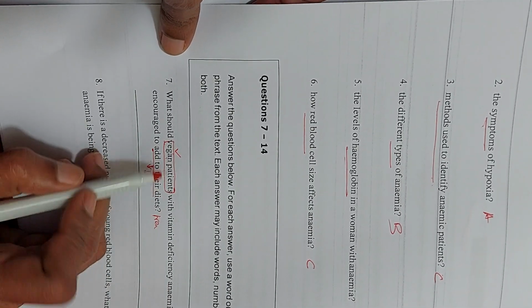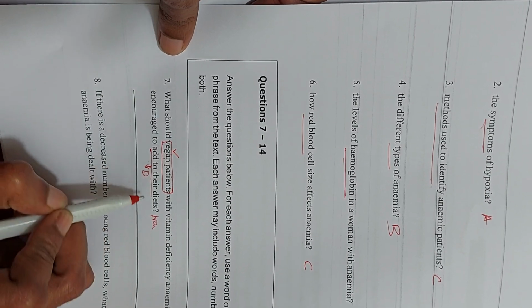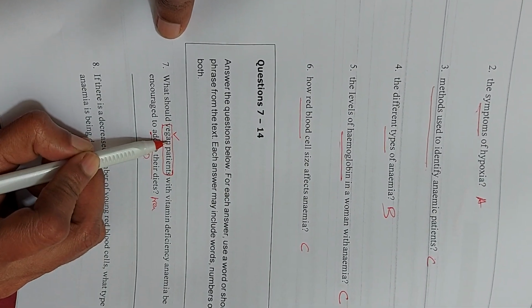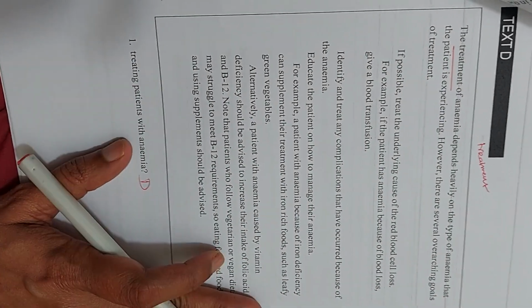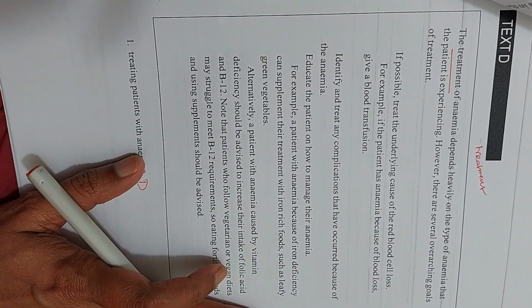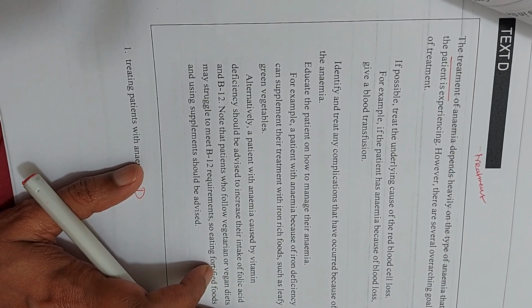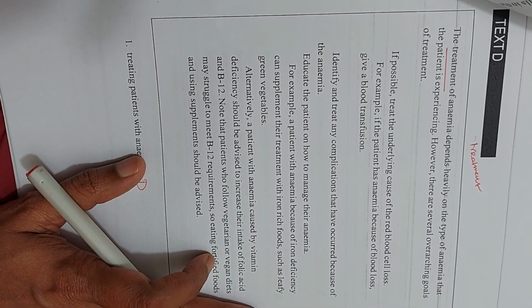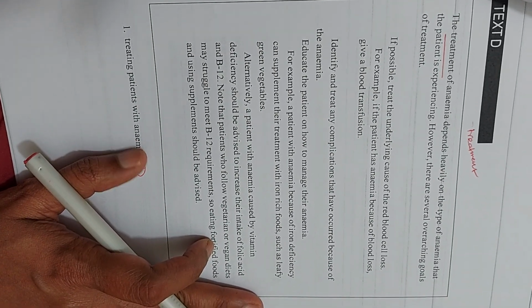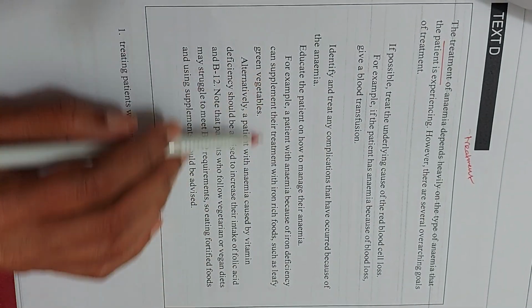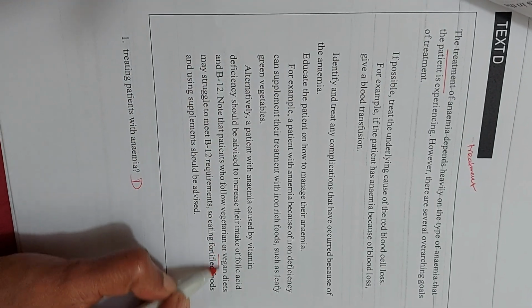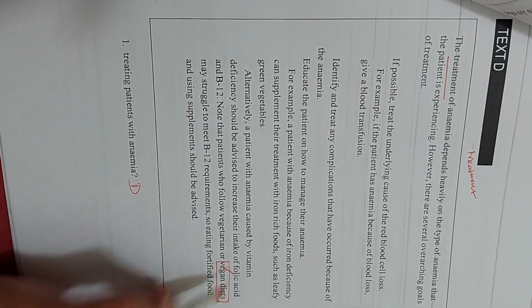So I'm going for this vegan patients. I have to look into paragraph D for vegan patients. The question is, what should vegan patients with vitamin deficiency anemia be encouraged to add to their diets? So when I go for D, don't read the paragraph. Many of you make this mistake. You read the paragraph. I am going to scan this paragraph for the word vegan. I'm not reading, I'm just scanning. Okay, I got the word vegan diet.